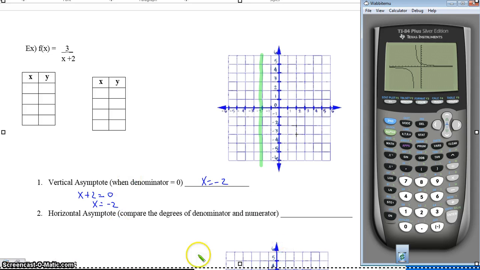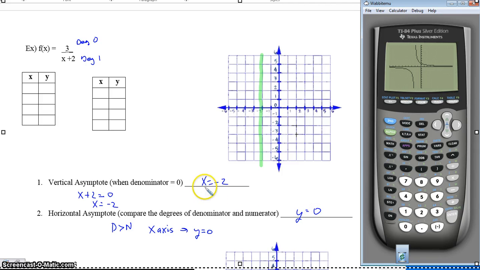Okay, then to find our horizontal asymptote, we have to compare the degrees of the numerator and the denominator. The degree of the numerator is actually degree 0, and the degree of the denominator is degree 1. So in this case, the denominator is greater than the numerator. And when that happens, if you're looking back at the front side of your notes, you'll notice that it says that the x-axis is the horizontal asymptote. So that's the equation y equals 0.